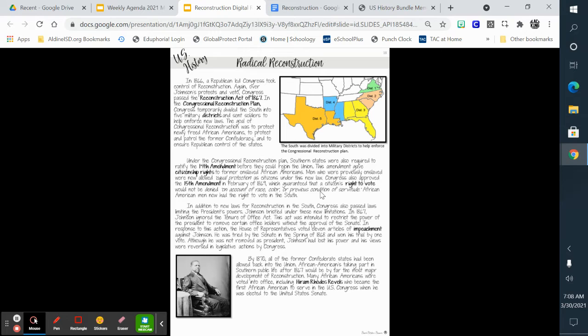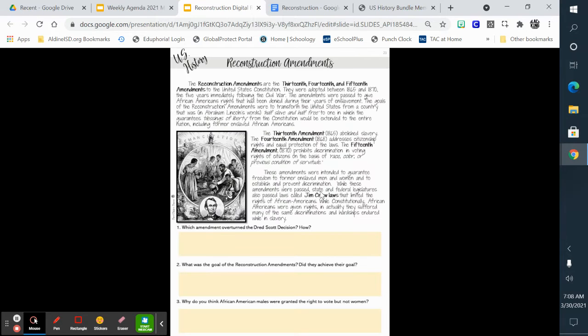Another person that comes to mind after that is Hiram Rhodes Revels, who became the first African American to serve in the U.S. Congress when he was elected to the U.S. Senate. Because of the Reconstruction Act and the Civil Rights Act of 1866, he was able to run and win a seat in the U.S. Senate. And so that takes us to where we are today with the Reconstruction Amendments.